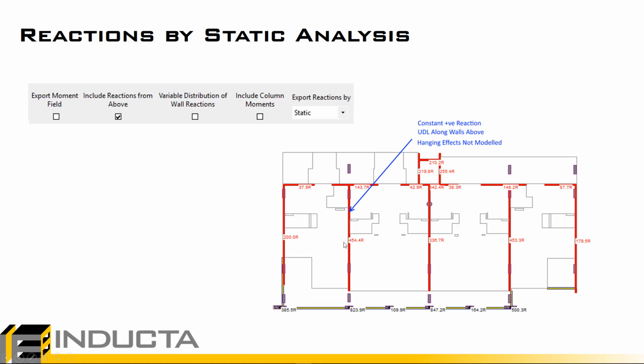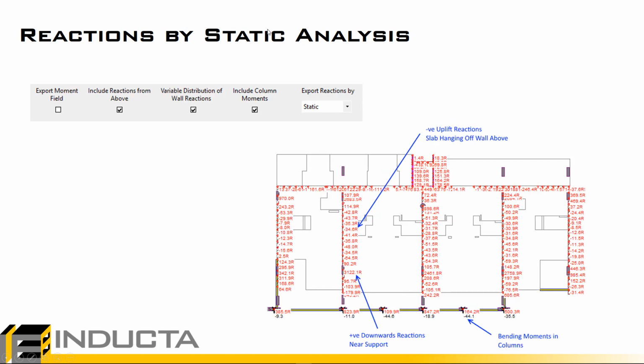So again, straight away we see we have net positive downwards loading along the length of these walls, which again might not be representative of the reality that is occurring in these deep beams. So basically this hanging effect, this slab being held up by the wall above, is not really considered in this case either.